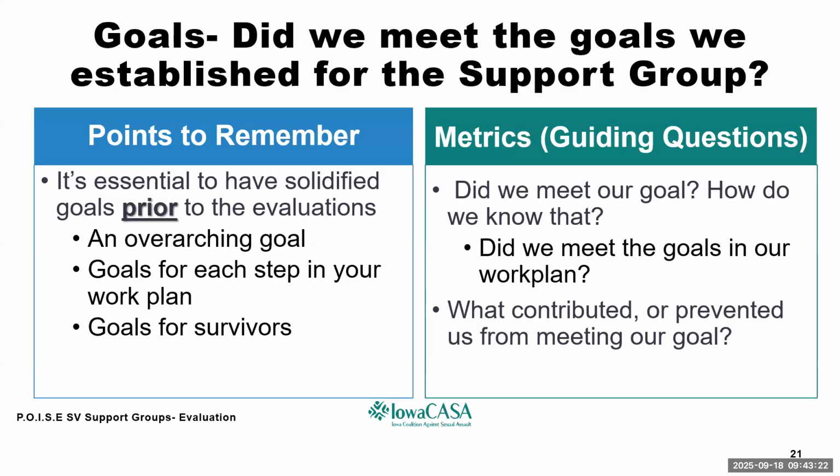And so these goals should be in response to what our work plan is, or just our plan for the process of our support group. They should be aligned with the goals that survivors had, and just overall what the purpose of the support group was, and did we fulfill that purpose?